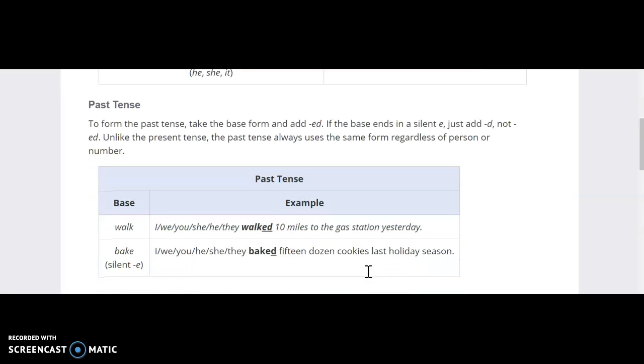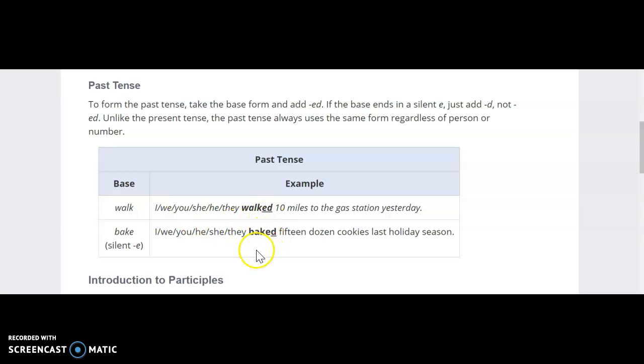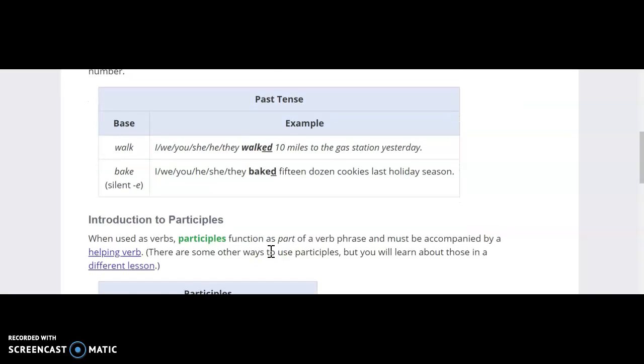To form past tense, you take the base form and add ed for most verbs. If the base ends in a silent E, you would just add a D rather than the ed. So for walk, as the base verb, we add the ed, and past tense would be walked. For bake as the base verb, you add d, and baked becomes the verb form.